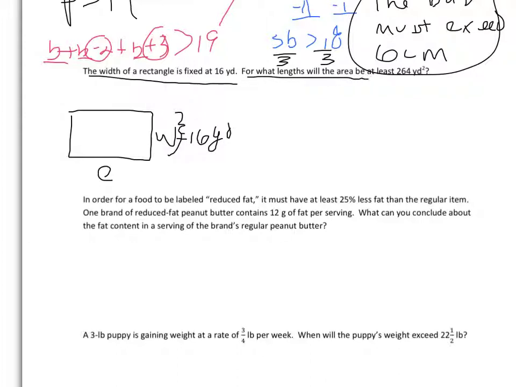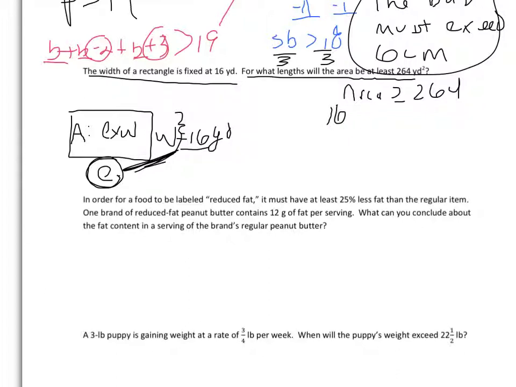For what lengths will the area be at least 264 yards? So we want the area to be at least 264 yards. So the area here, A equals length times width. Well, we don't know what the length is, so we're defining that to be L. We know the width is 16, so the area is 16 times L, or 16L. So we can plug that in. 16L is greater than or equal to 264.